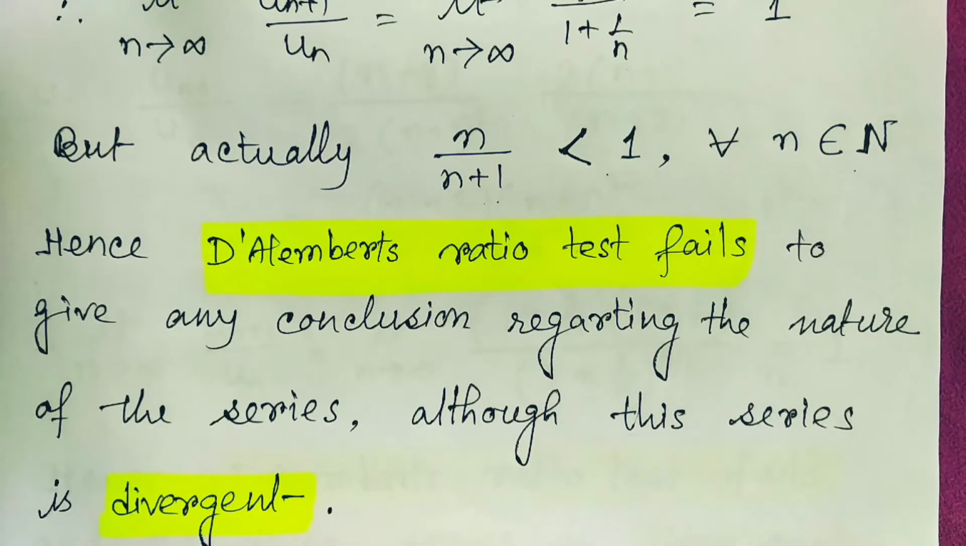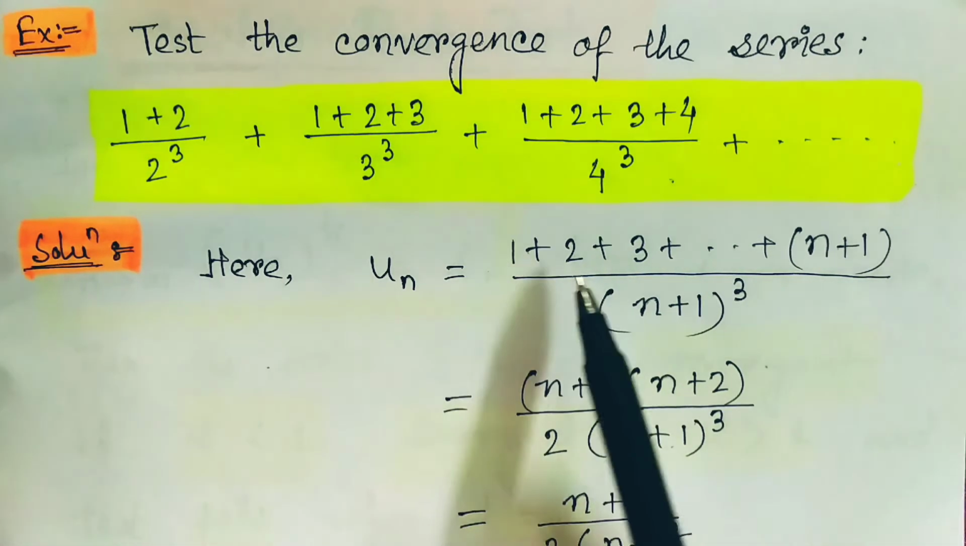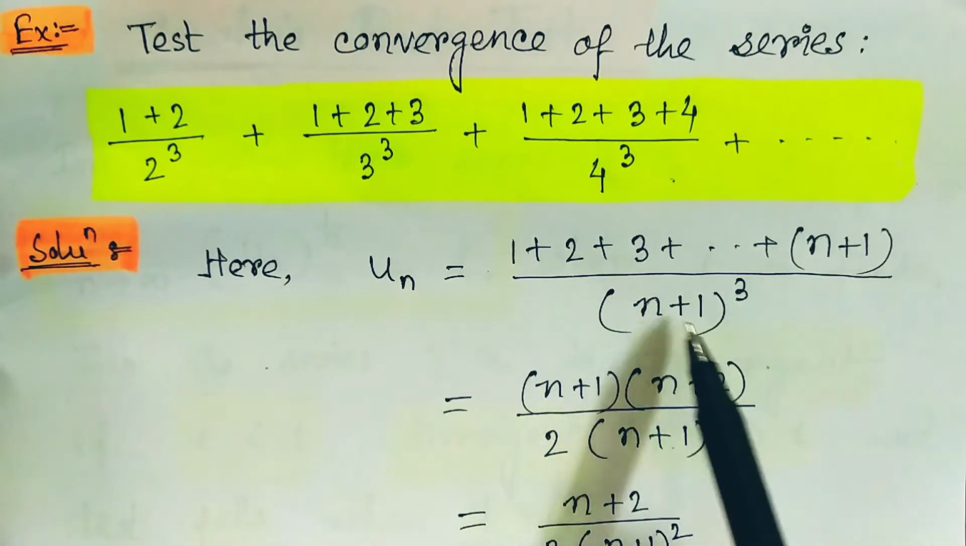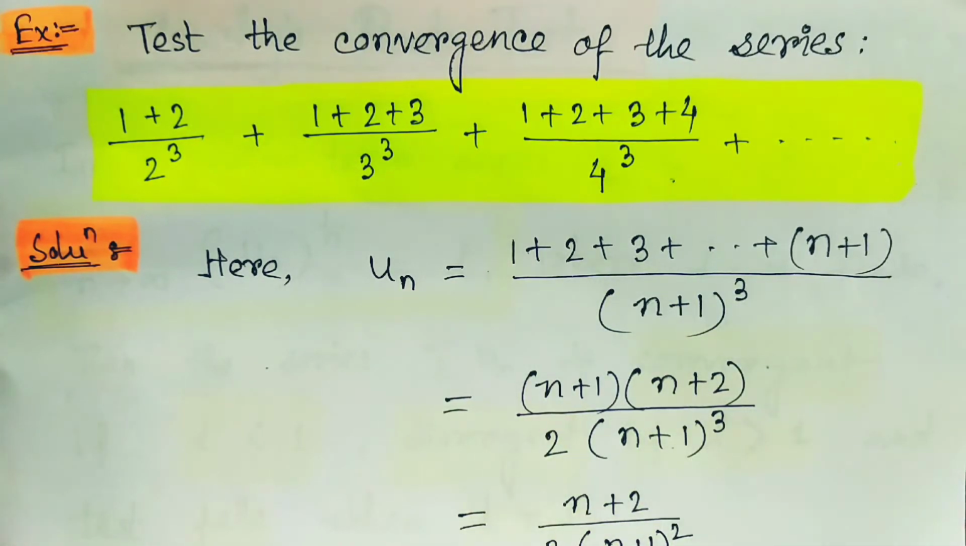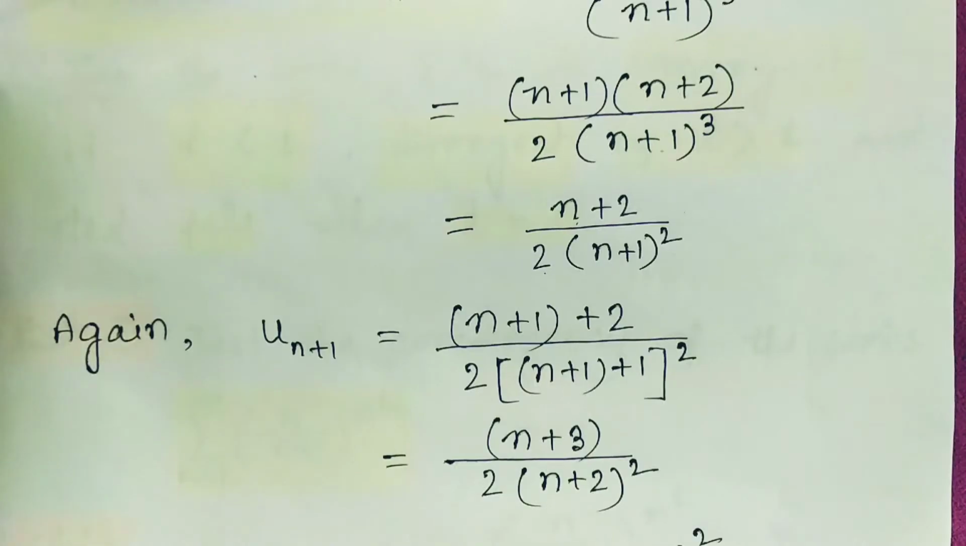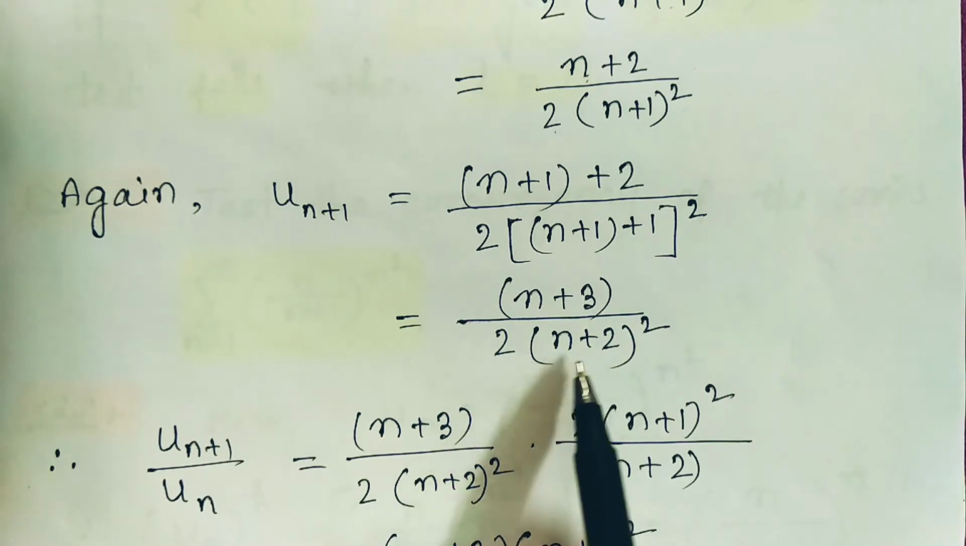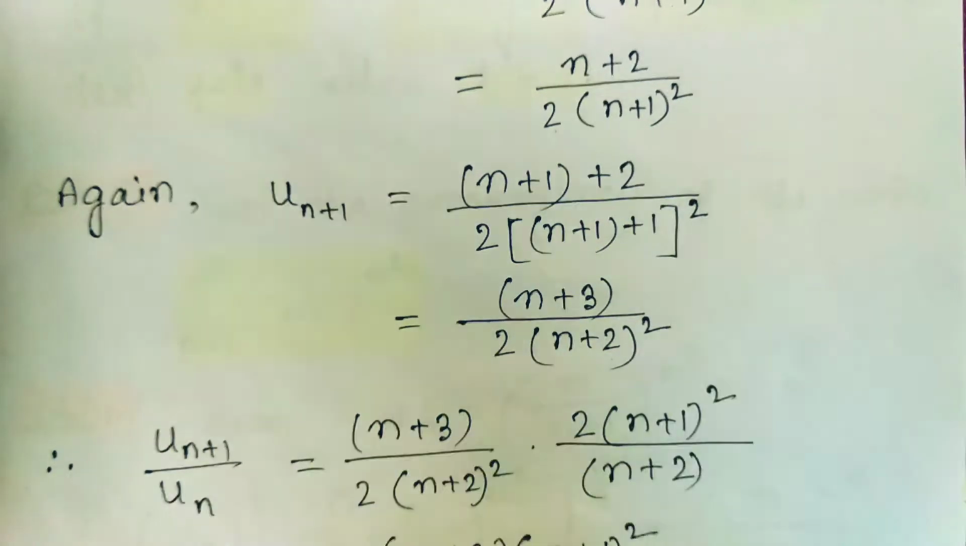Anyways, let us do one more example supporting this observation. Just look at this one. I hope this question is known to you, because I gave you this question while we did the comparison test, in the do-by-yourself question. Here un is 1 plus 2 plus 3, in this way up to n, divided by n plus 1 its whole cube. If we simplify, it becomes n plus 2 divided by 2 into n plus 1 its whole square. Now, the n plus 1th term, by replacing n by n plus 1, is n plus 3 divided by 2 into n plus 2 its whole square.